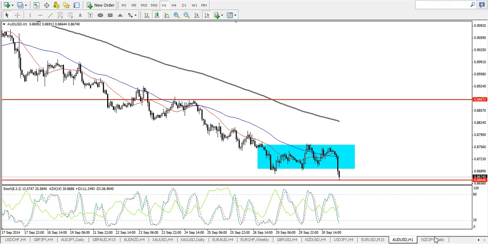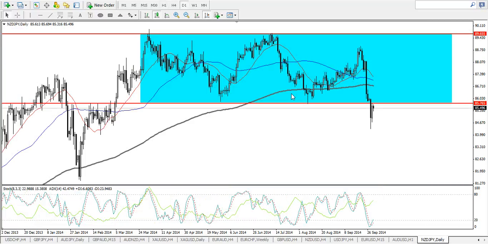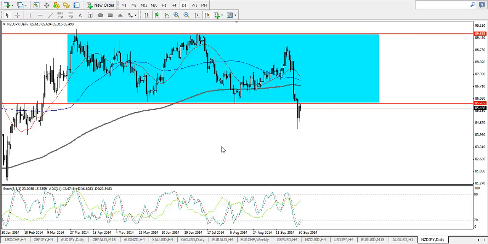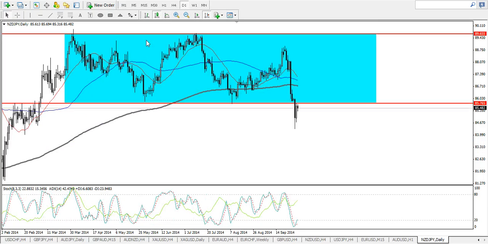Alright, so that's for the Aussie against the US dollar. And finally, we'll look at the New Zealand dollar against the yen. Previously there was a range, as you can see, this blue box over here. So it came down and broke below the range itself.